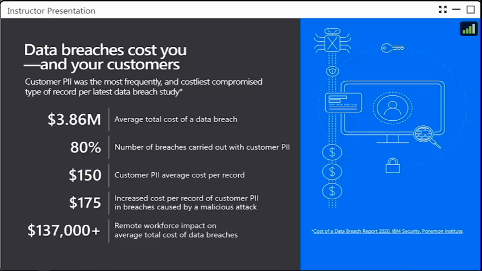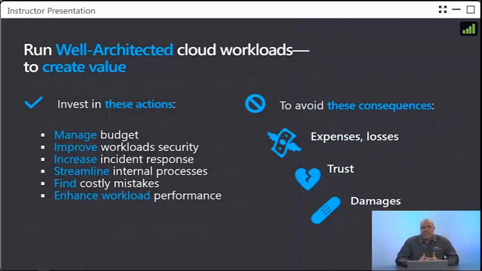The Well-Architected Framework guides you in designing your workloads in such a way to help you prevent data breaches. What can you do? What can your organizations do proactively to help avoid costly pitfalls like increased spend, like loss of trust, and the costly aftermath of breaches? What you want to do is you want to run a well-architected cloud workload to create value. And so what we're going to be talking about is how you can create your workloads and keep those workloads in alignment with the well-architected framework.